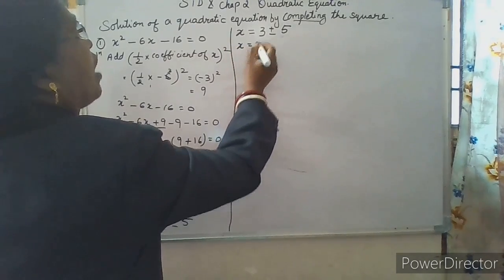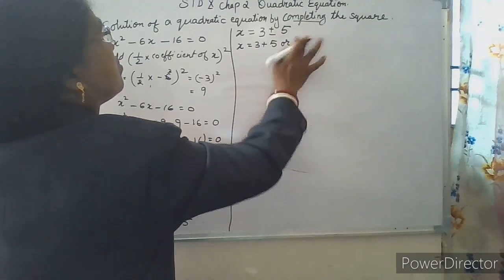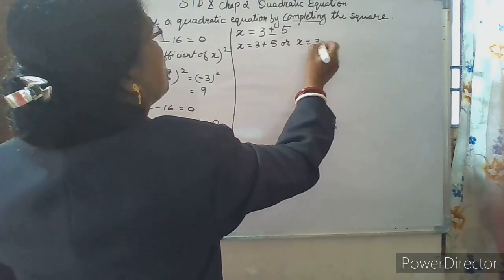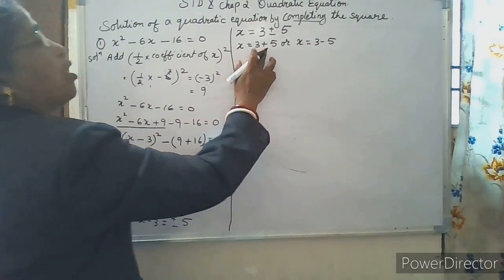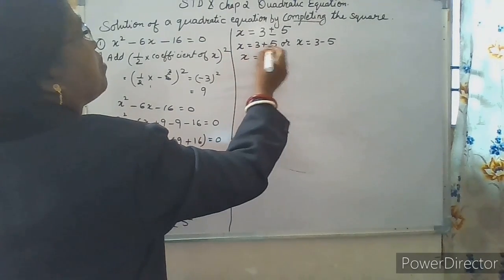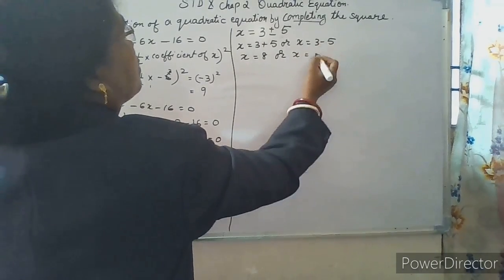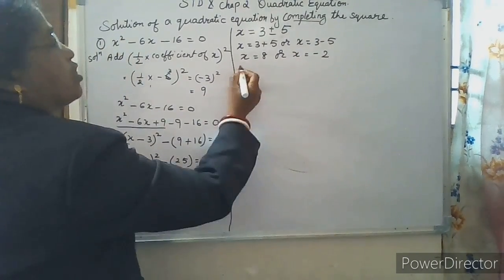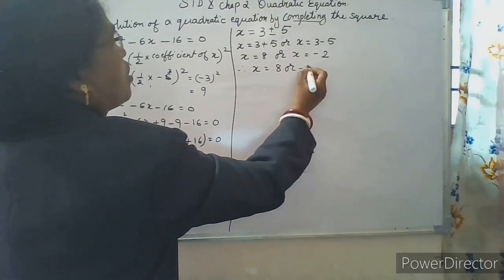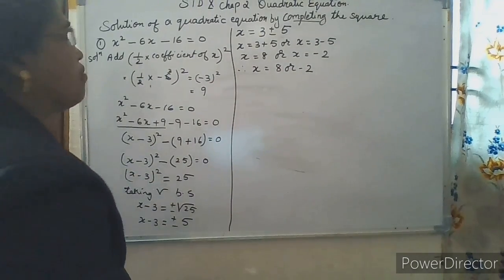Therefore x is equal to 3 plus 5 or x is equal to 3 minus 5. Once you put plus 5, once you put minus 5. So x is equal to 3 plus 5, which is 8, or 3 minus 5, which gives minus 2. Therefore x is equal to 8 or minus 2. So this is the solution of this quadratic equation.